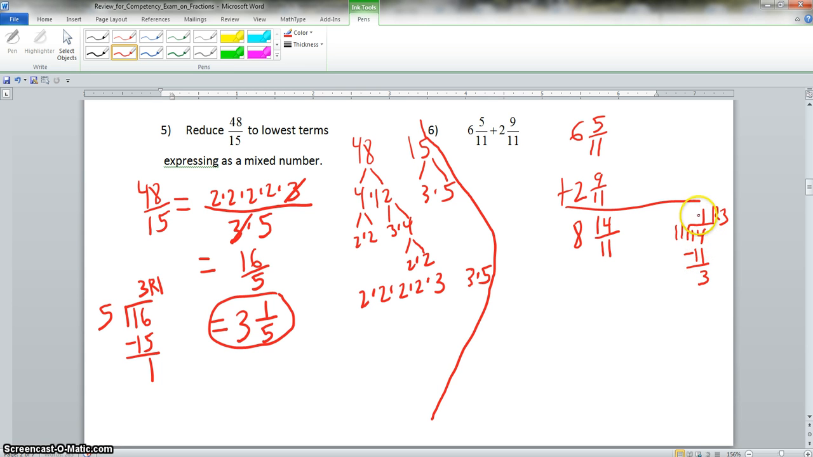So now, we have 1 as the integer. So this 1 would be added to this 8 here. So 1 plus 8, we know is 9. Now the fraction, your denominator would still stay 11, and this remainder here would be your numerator. So your final answer here is 9 3/11.